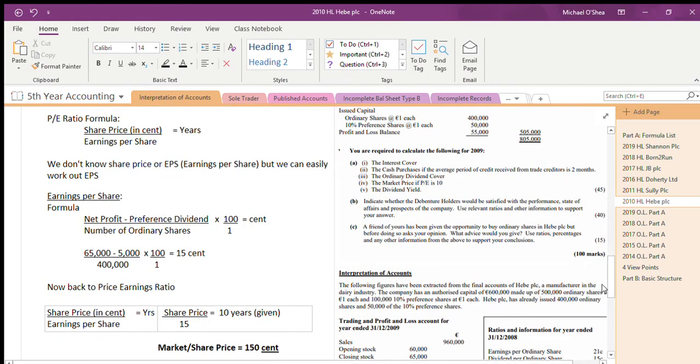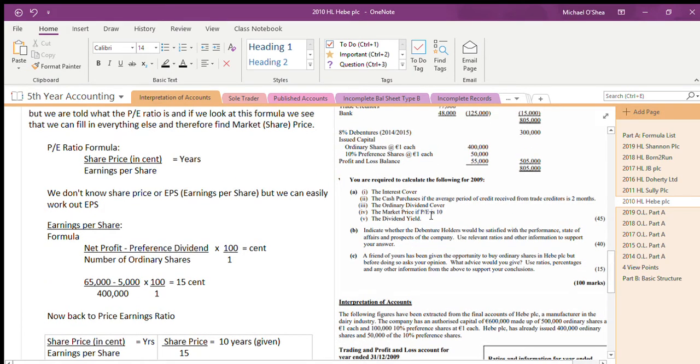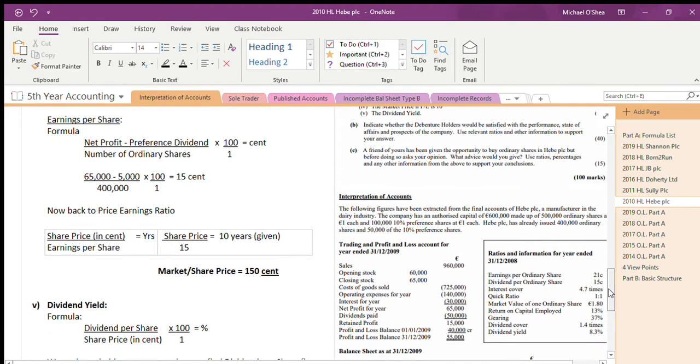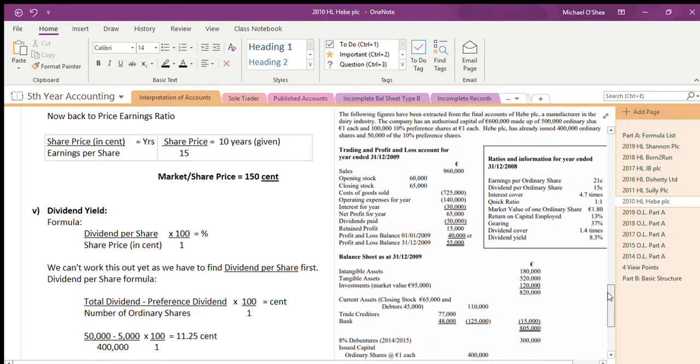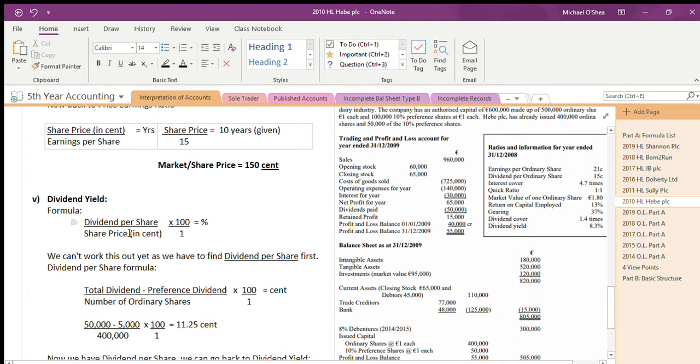Quickly, how I worked it out is more or less you have to pay attention to what they tell you. They tell you the PE ratio is 10. Once you know the PE ratio, you can work out what the earnings per share is. You'll have everything. The answer will be the share price, the market share price, 150 cent. Last thing we're asked to get is dividend yield. Again, we've done this many times. Formula is dividend per share divided by share price.